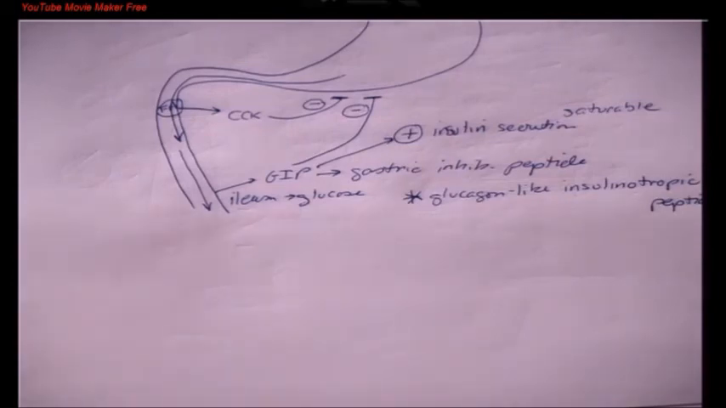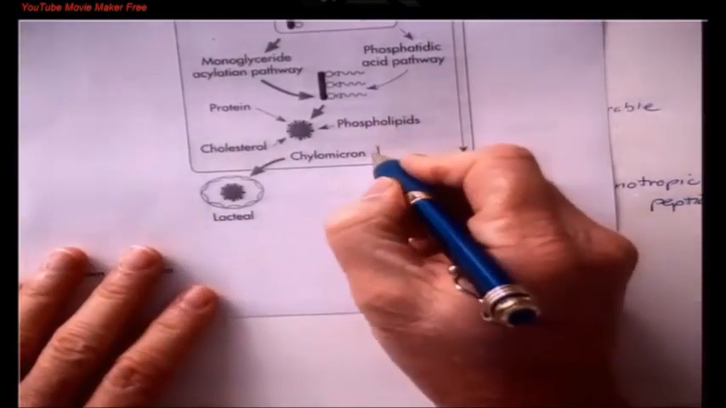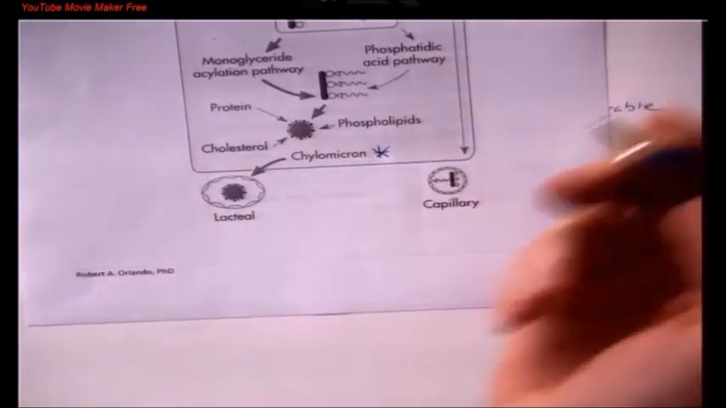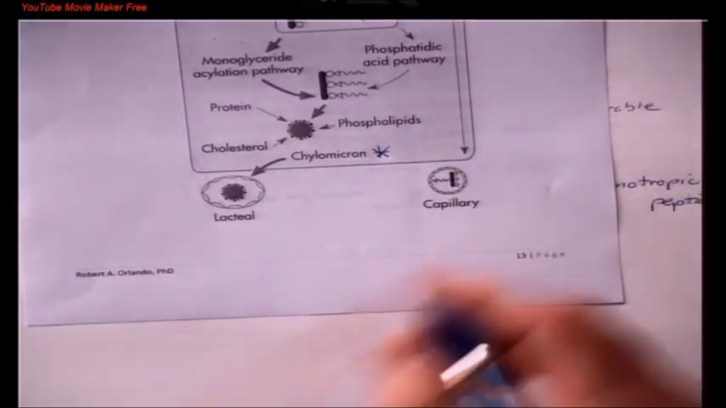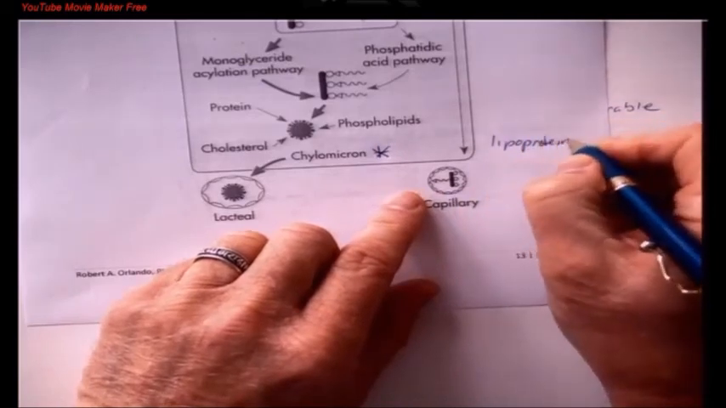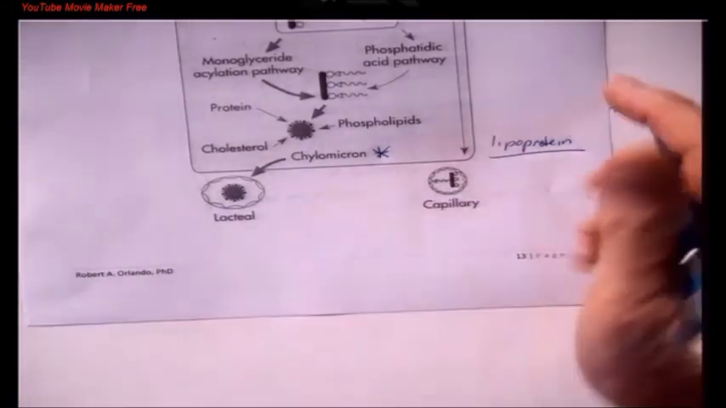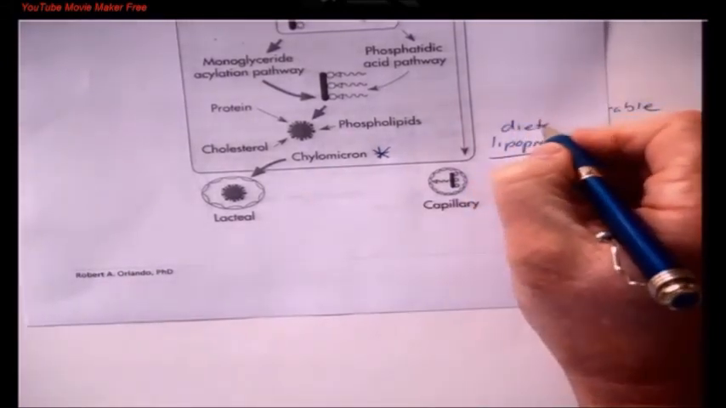I'll give you the punchline. The punchline is right here. Chylomicrons. Chylomicrons are a form of lipoprotein. We will go into excruciating detail on all the lipoproteins, but we'll start with this one because this is a dietary lipoprotein.